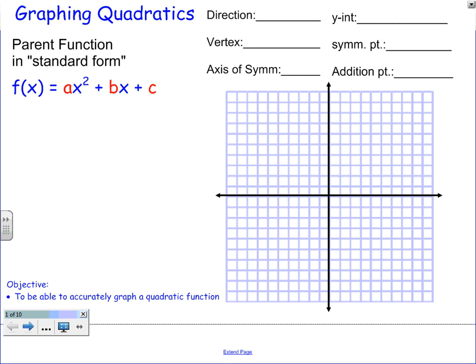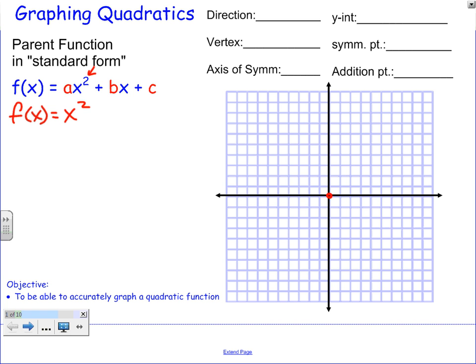Okay. First thing we have to know is that we're looking at the function ax squared plus bx plus c. Once we see the x squared, we know it's quadratic. Every quadratic is the same shape. It's a parabola. And what it looks like is this. The parent function is simply f of x equals x squared, the most basic quadratic of all. They all look like this.